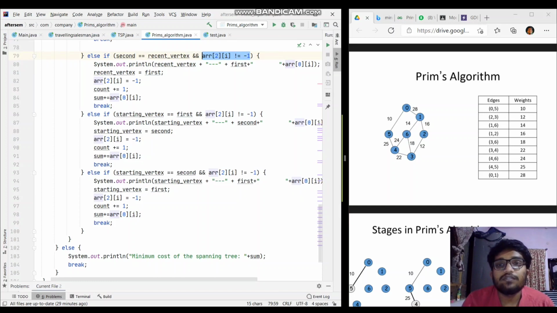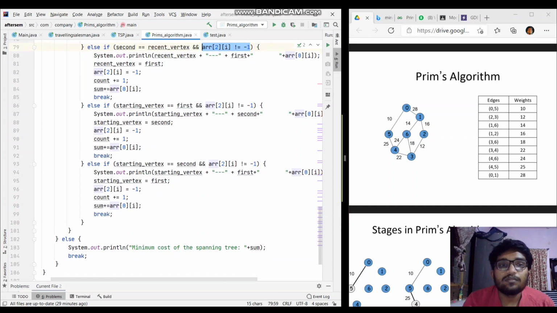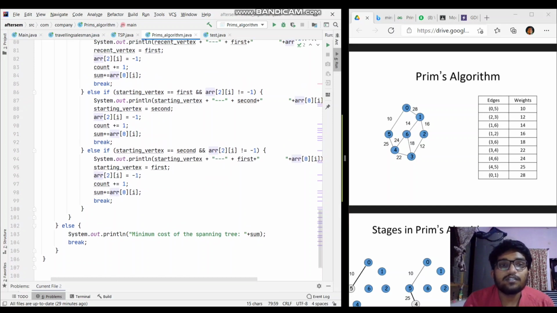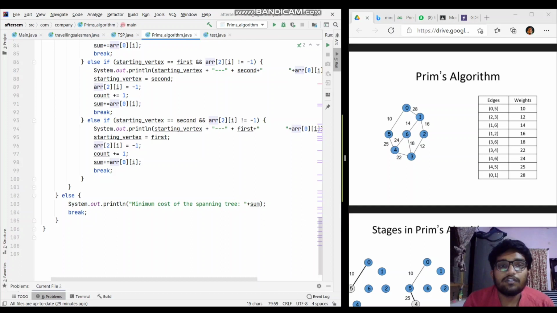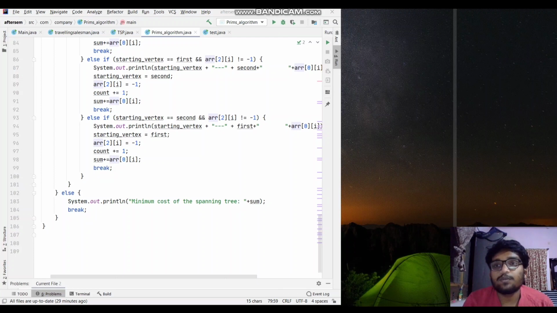Meanwhile we'll be calculating the sum of the weights. If you include an edge to the tree, then we'll be adding the weight to a sum variable which is initially set to 0. By that way we'll be calculating the total weight of the minimum cost spanning tree. Once all the vertices are included in the output tree, we'll print the sum as the minimum cost of the spanning tree, and we'll break the infinite loop. So now we check the program by running this.